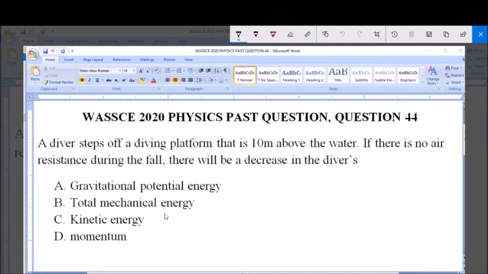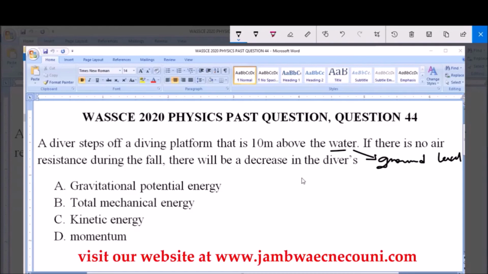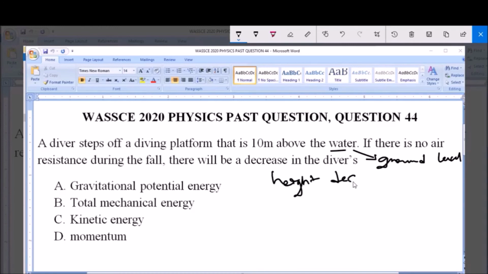So let's assume the level of the water is the ground level. Now, when a diver dives from a platform, it is expected that due to gravity, the diver will fall. During this fall, the height of the diver decreases. Since the height decreases, we must look for a concept here that is also affected when height decreases. And like we know, option A, which is gravitational potential energy.